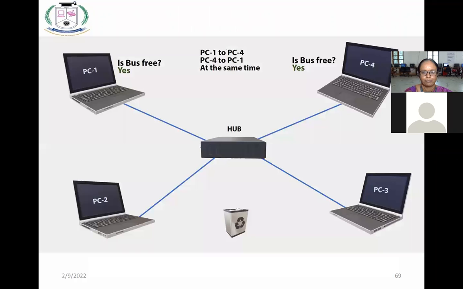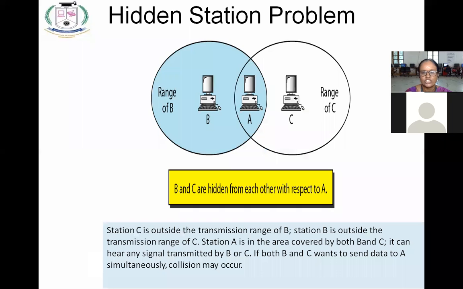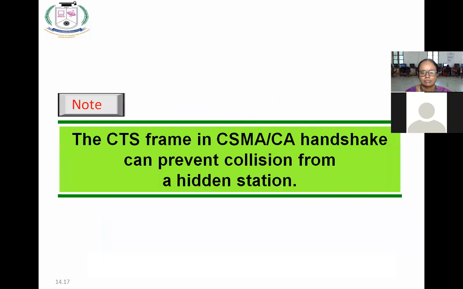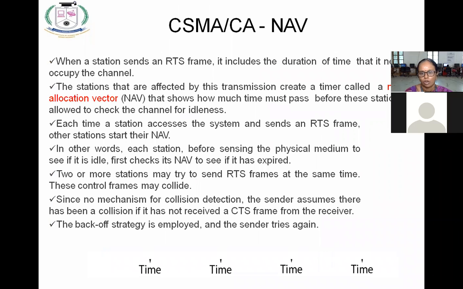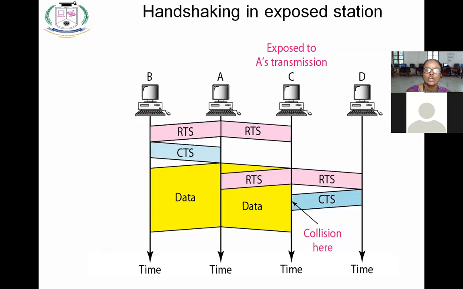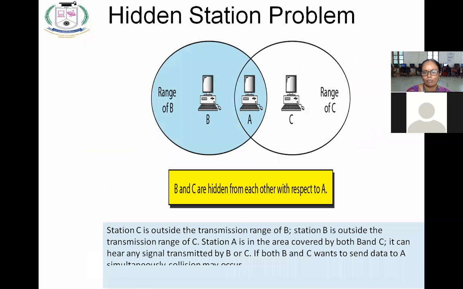CSMA CA. You just see the two is there, automatically the collision is occurring, then automatically it is discarded. That's why we are going for the collision avoidance method. In that we have two problems: hidden station problem and exposed station problem. Why? Because while I'm explaining collision avoidance in wireless LAN, you have to understand these two problems very well.